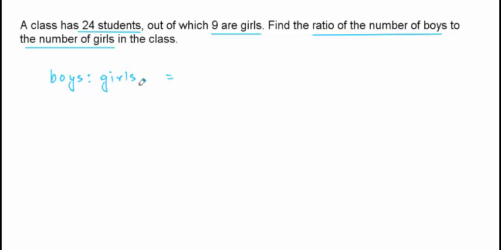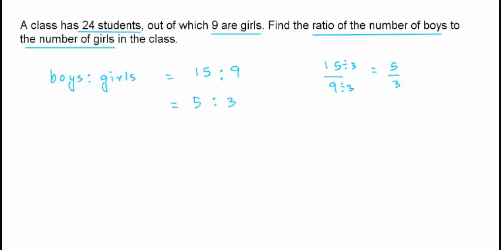The number of girls is given as 9. And then the number of boys is nothing but the total number of students minus the number of girls. So that is 24 minus 9, which is 15. So the ratio of boys to girls is 15 to 9. If you want to simplify this, you can rewrite that as 15 over 9 and then divide 15 by 3, 9 by 3. You get 5 on the top and 3 on the bottom. So you could say this is same as 5 to 3.